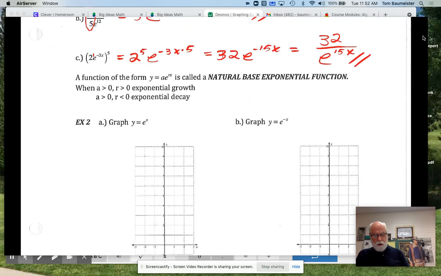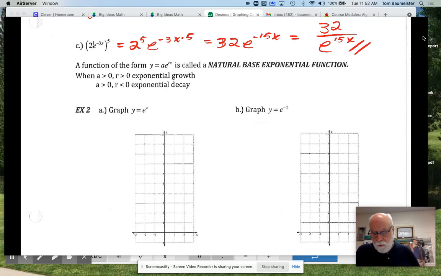All right, so a function of the form y equals a times e raised to the rt is a natural base exponential function. When a is greater than 0 and r is greater than 0, we have exponential growth. When a is greater than 0 and r is less than 0, we have exponential decay.